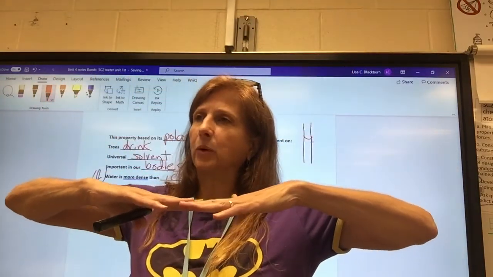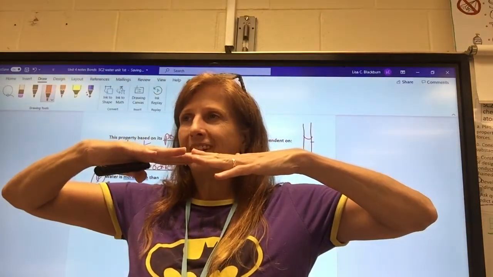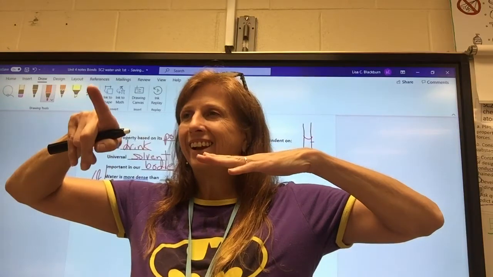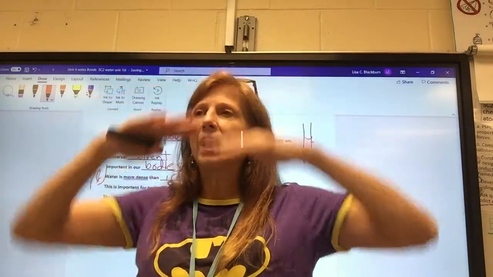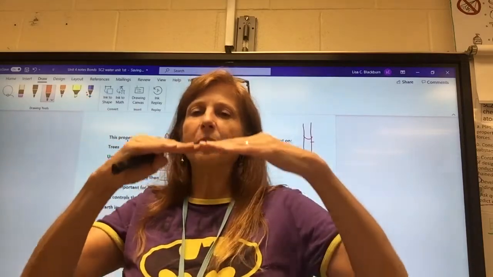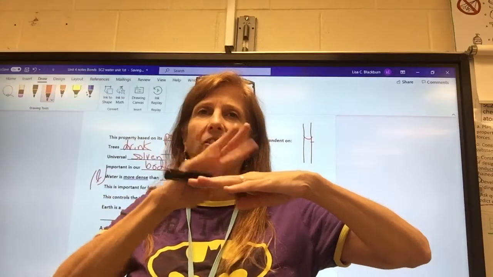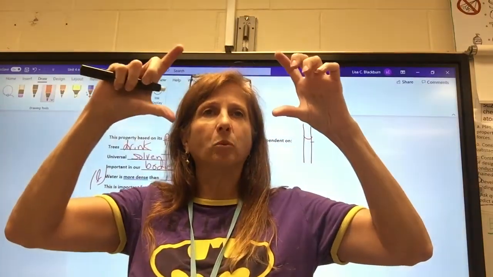Then we get a little colder, and more ice would sink to the bottom. Then there would just be no water. It would just be all ice. So what would happen to the fish? They'd all die because they would end up flapping on top of a block of ice. Do you see that?